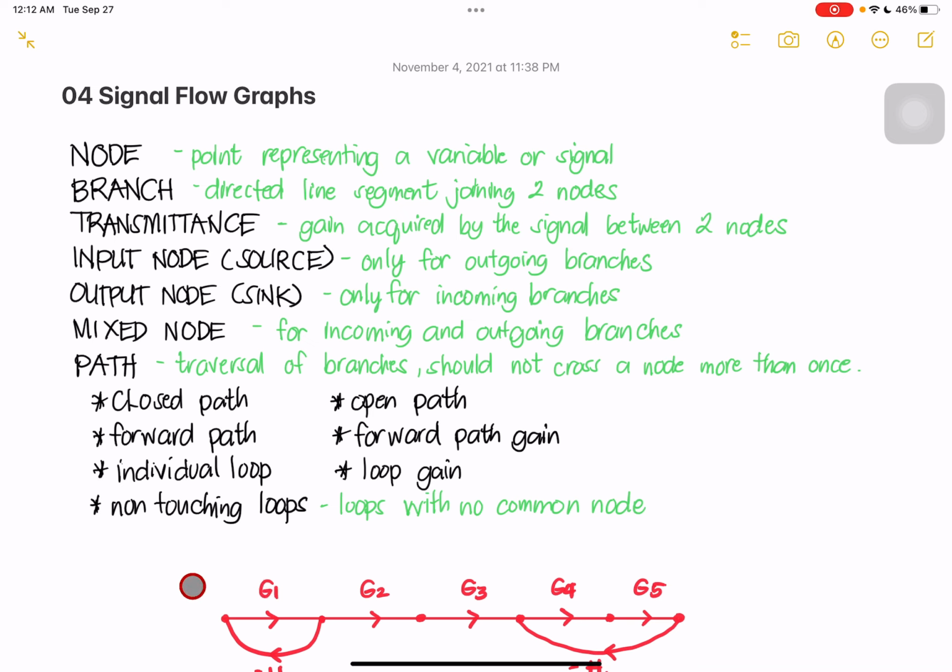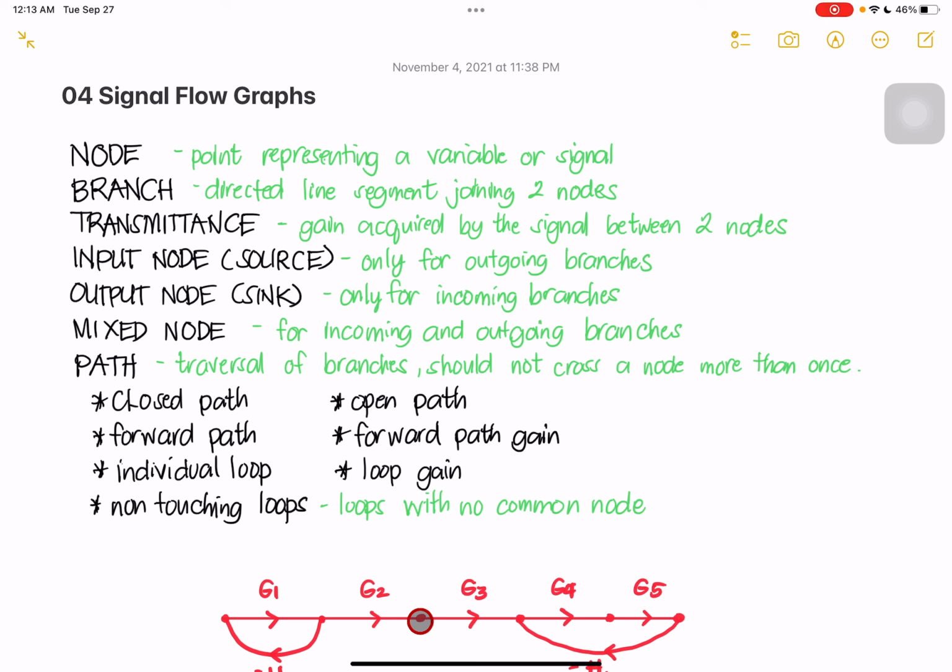Input node, ginagamit siya, or tinatawag nating source, it is only for outgoing branches. So, again, baka malito, input, outgoing. Meaning, from that node, ang direction lang is palabas. Okay? Whereas, pag output node naman, ang direction is for incoming node. So, ito yon. Ito yung output. Wala siyang going outbound. So, incoming lang siya from this node. So, ano naman yung mixed node? For mixed node, it is used for incoming and outgoing branches. Like this one. So, meron siyang incoming from this node and then it outputs to another node here, node 3.